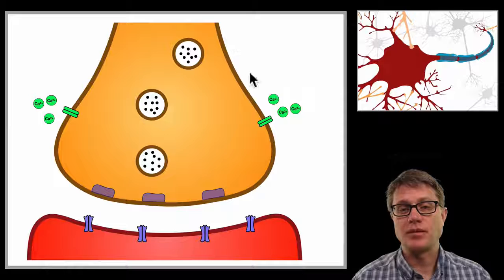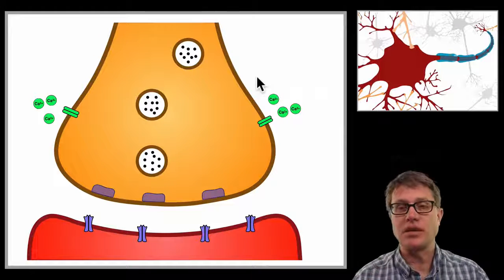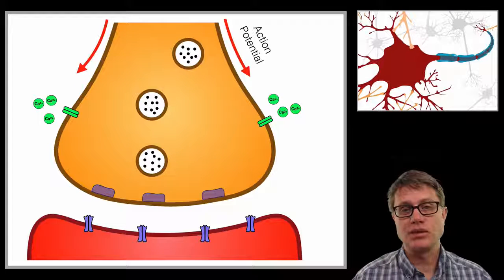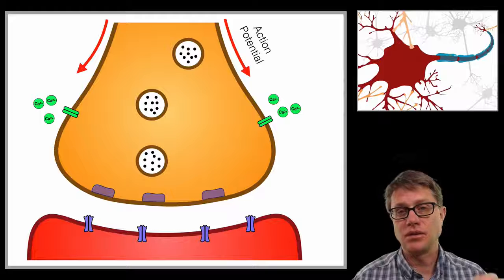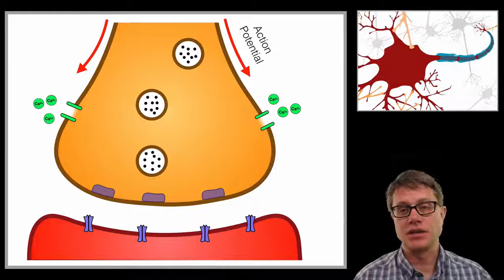So first thing that happens is we have an action potential that's moving down this neuron here. If you don't understand what an action potential is, I'll put a link to a video that I made on those. So the action potential comes down, and what that's going to do is the depolarization of that neuron is going to open up these calcium voltage-gated channels.